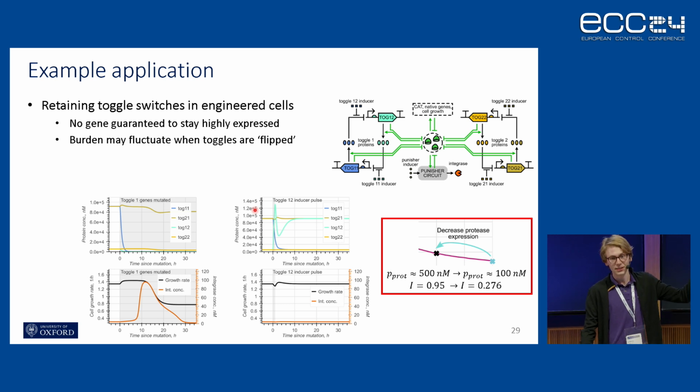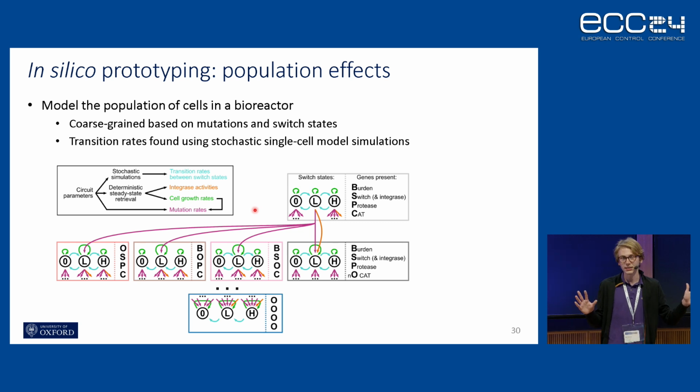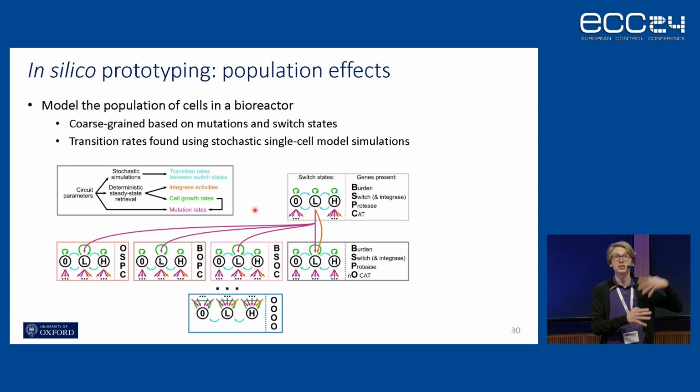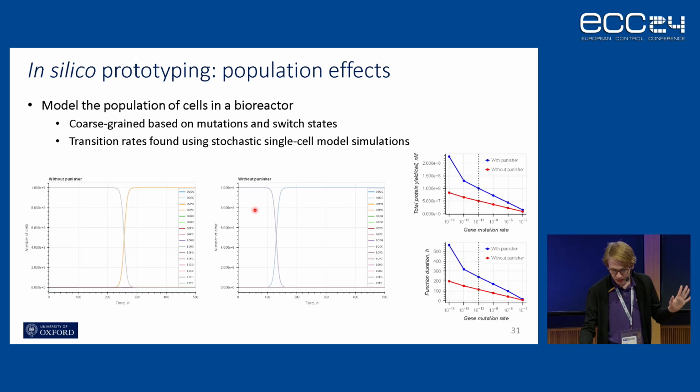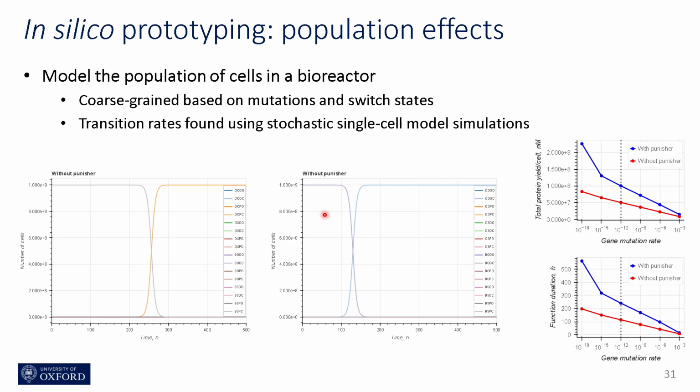Still, all this is just single-cell simulations, but we're eventually interested in population-level effects. So to this end, we define a simple population model with different cells in different states, defined by which synthetic genes are present in them and which equilibrium the punisher is currently at. And we define the switching rates between these states using the simulations of stochastic and deterministic single-cell models. And when we plug all these rates in, we can see that the punisher should indeed at least double both the productivity and the functional duration of cell populations for a wide range of possible mutation rates.